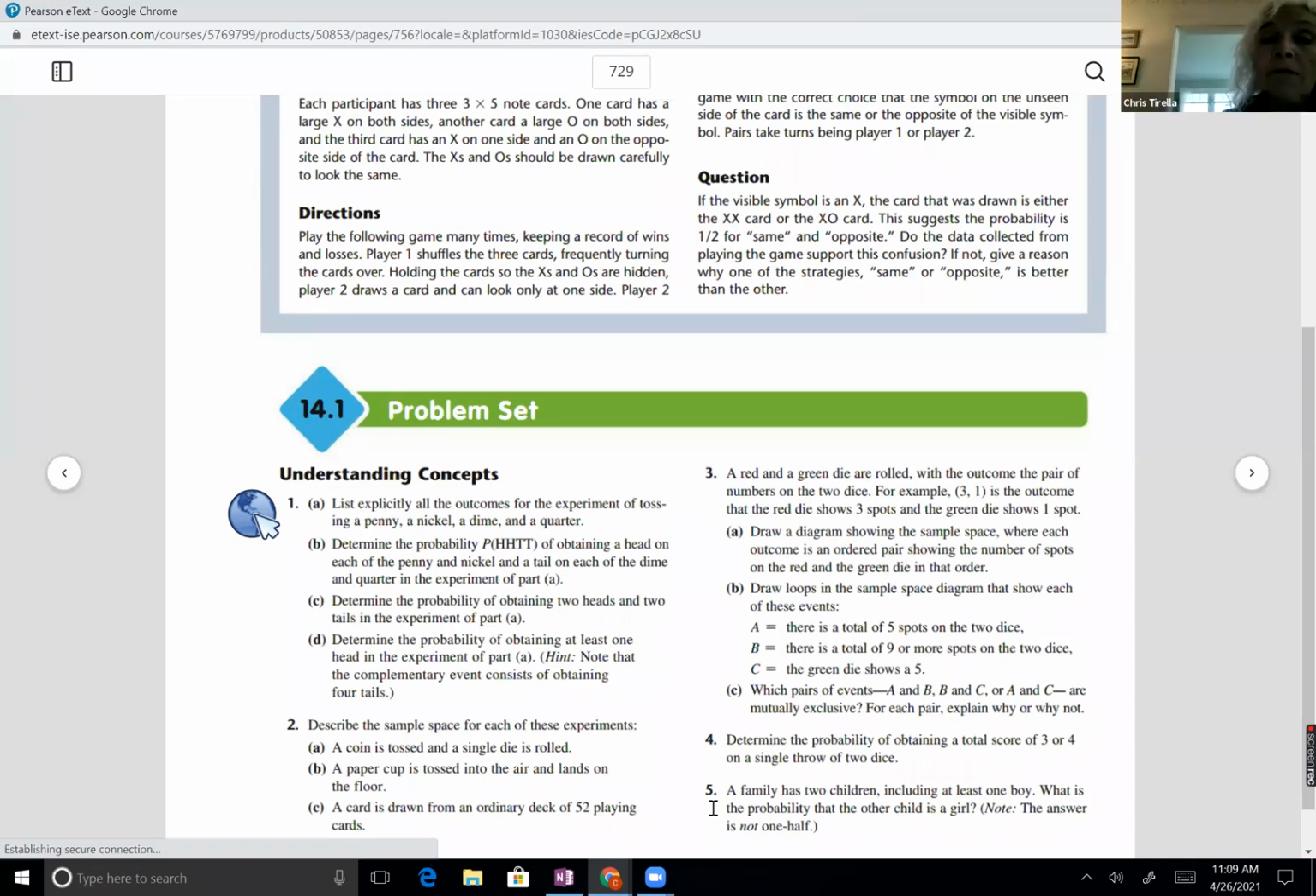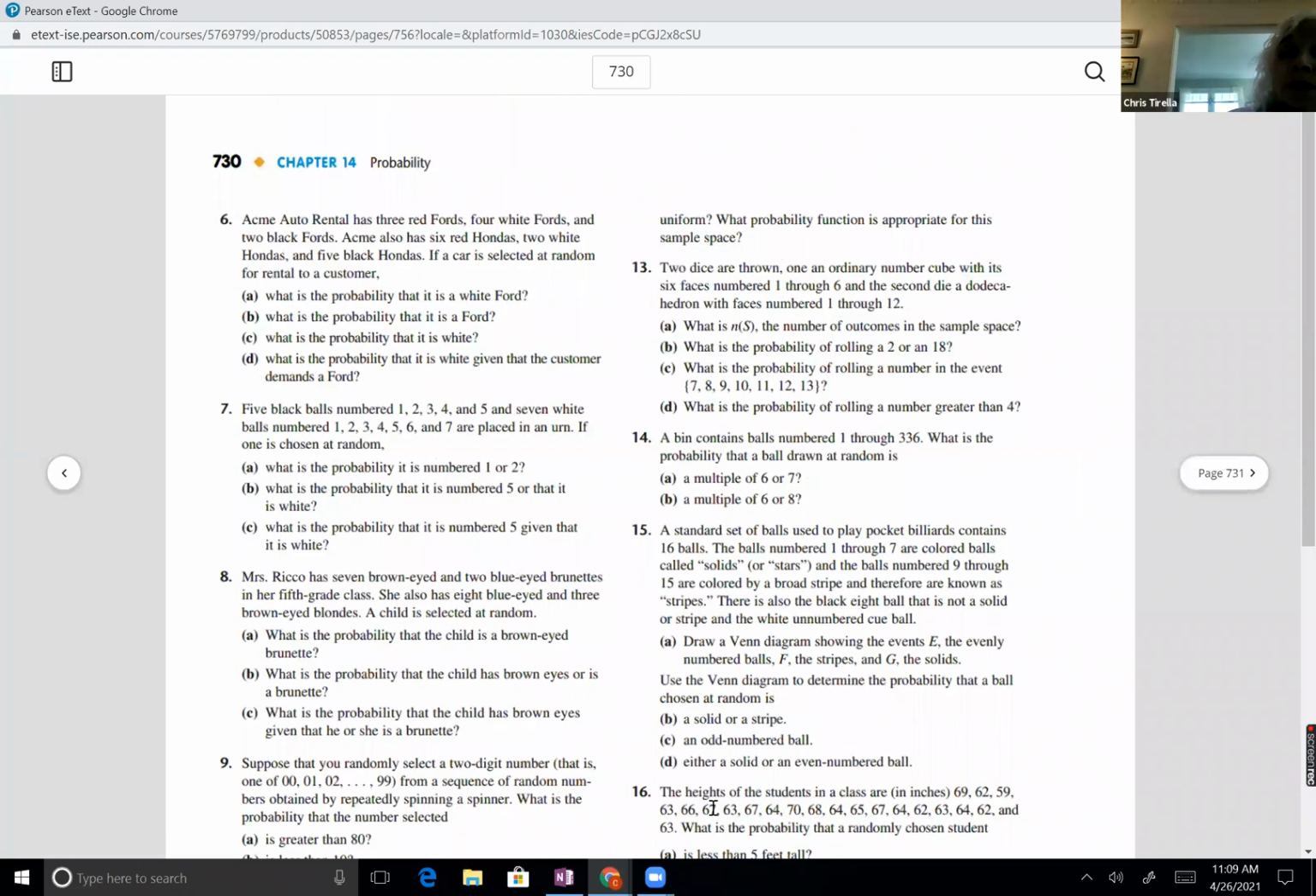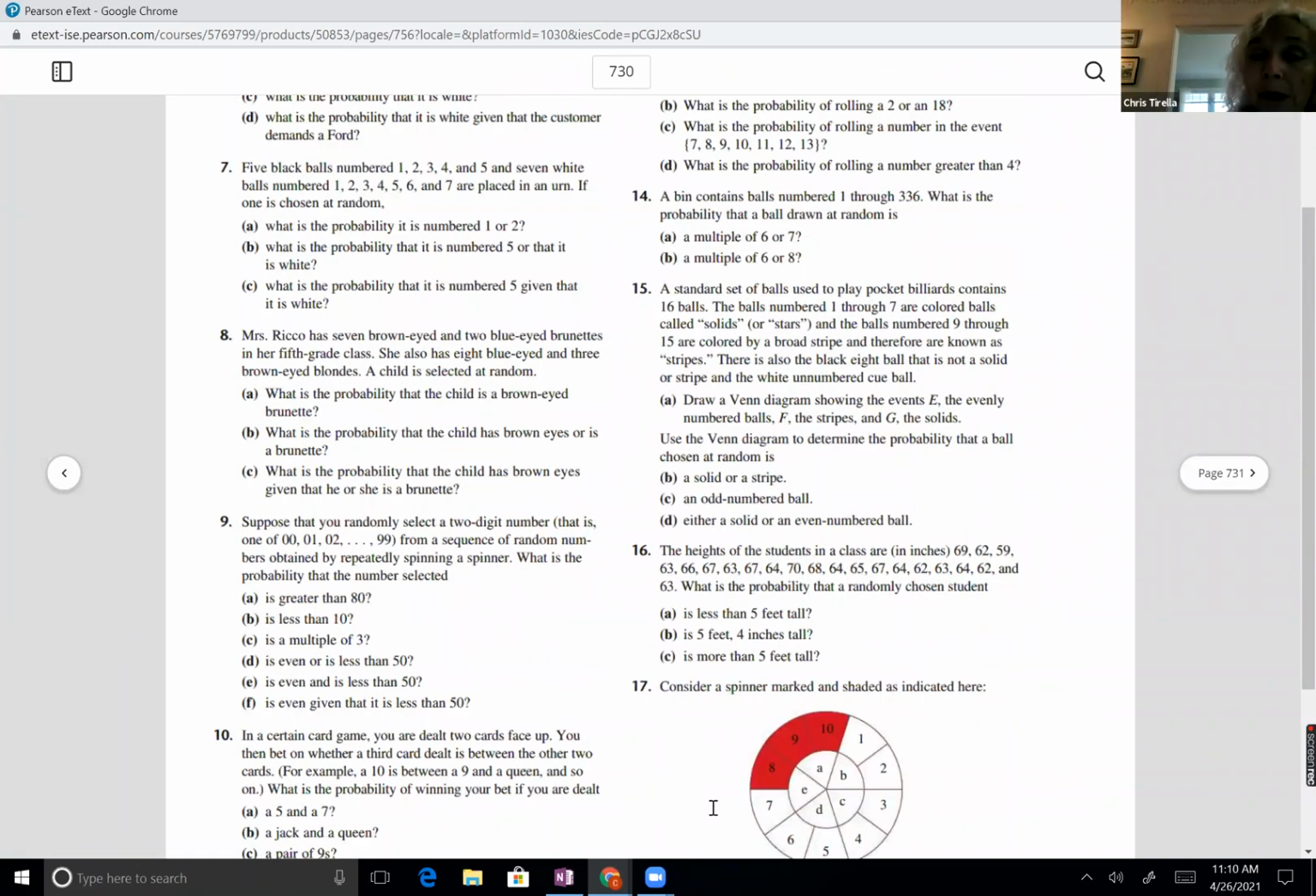Okay, 15 says a standard set of balls is used to play pocket billiards containing 16 balls. So what they're talking about are pool balls. The balls numbered 1 through 7 are colored. They're called the solids. 9 through 15 are colored by a broad stripe, so they're called the stripes. There's also a black ball that's not solid or striped, and the white ball that has no number on it.